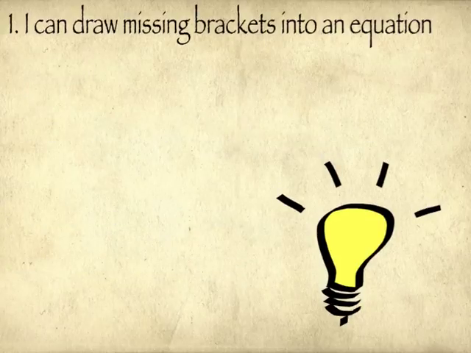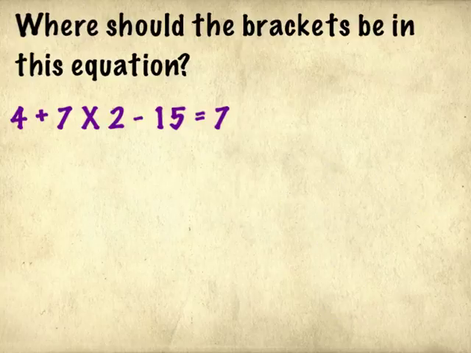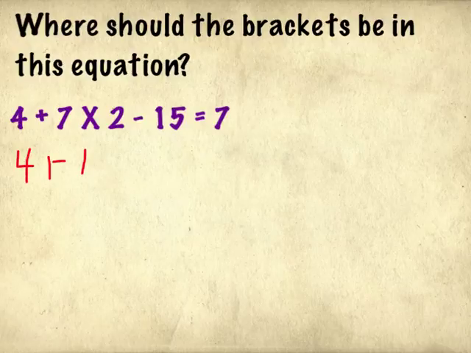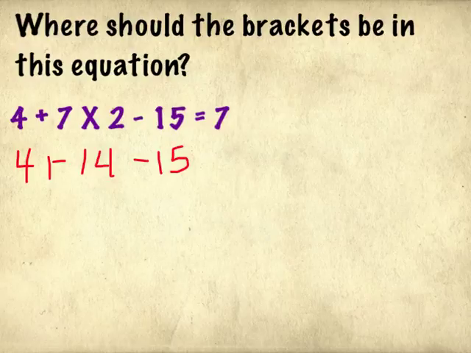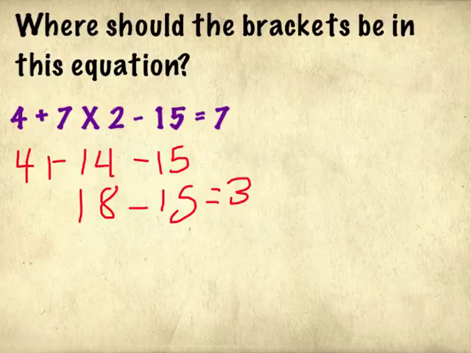Let's start by drawing missing brackets into an equation. So here I have a question asking me where the brackets should be in this equation. 4 plus 7 times 2 minus 15 equals 7. Obviously there should be brackets in there, because if I do the question the way it's written, I get 4 plus 14 take away 15, which would be 18 take away 15, which would equal 3, not 7. So that can't be right.